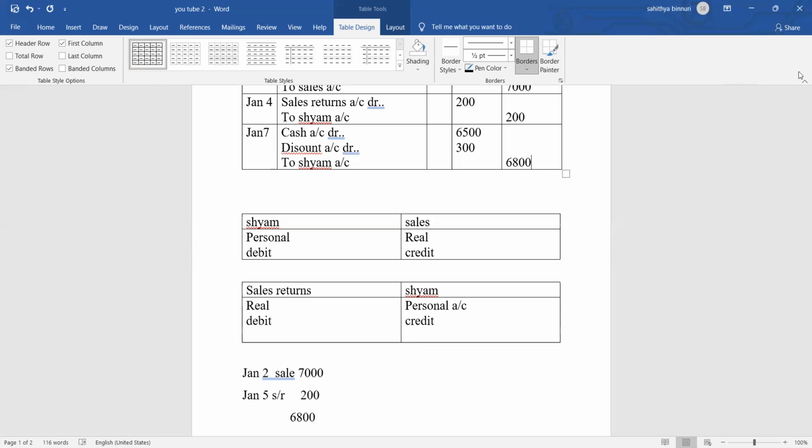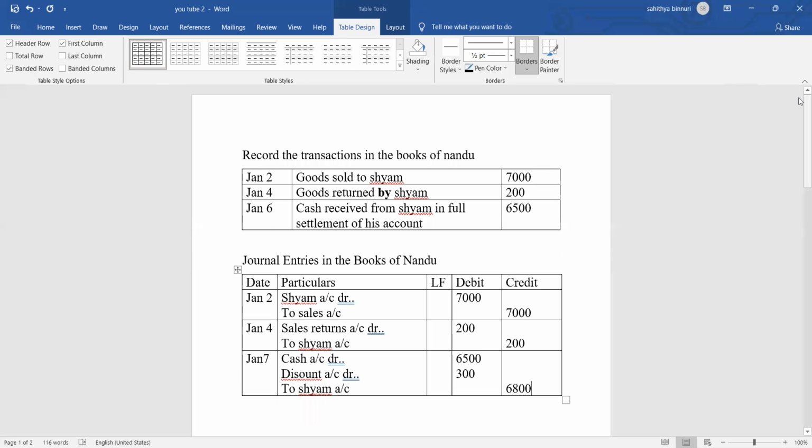So the entry, when you are making the full settlement with Sham, whenever you are making a credit sale, the transaction is cash account debit, discount account debit to Sham account. So these are the journal entries you are going to record whenever you have a credit sale in your business.